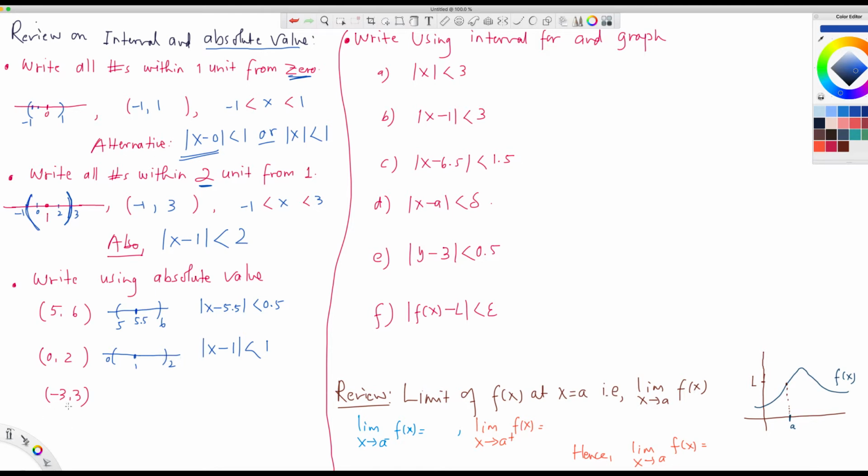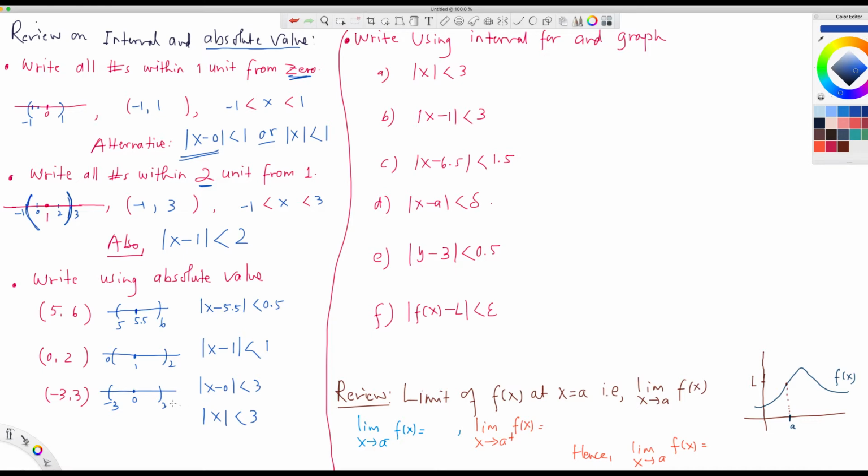Okay, how about this one? There is -3 here and then there is +3, right? What is in the center? You're right, that is 0, right? So how do I write that? You write x minus 0 is less than, the maximum distance from the center to the boundary, which is 3. So x minus 0 is just x, right? So you can write x is less than 3. So this is how you write.